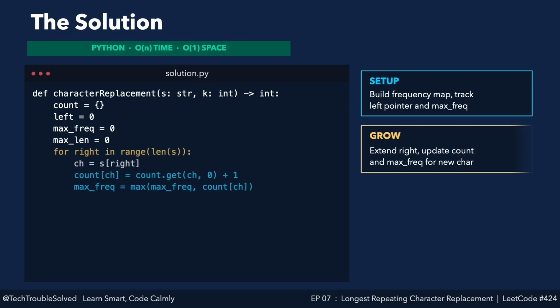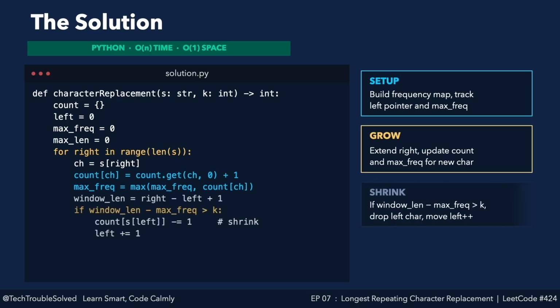Grow. For every right pointer, we pull the character at that index. Bump its count in the dictionary, then check, is this character's count now higher than max frequency? If yes, update max frequency. This is why max frequency only ever goes up. We update it when a count rises, but we never touch it when a count falls.